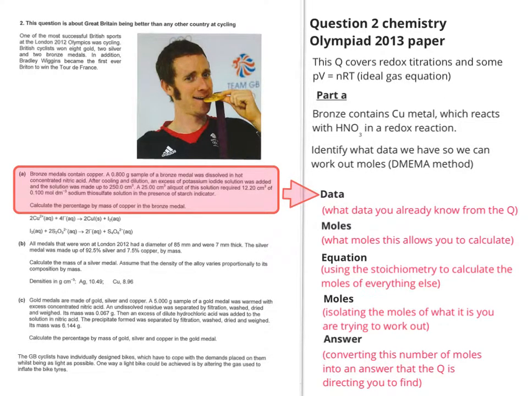Looking at the data initially, that is essentially what data you already know from the question, which allows you to work out a certain mole value for one of the reactants or products, which then means you can work out the moles of everything else from the balanced equation, therefore identifying the moles of what it is you're trying to work out, and finally converting that moles into the answer that the question is directing you to try and find.